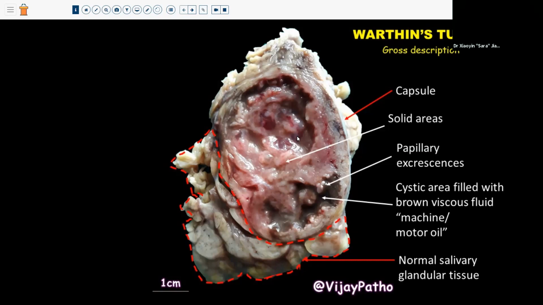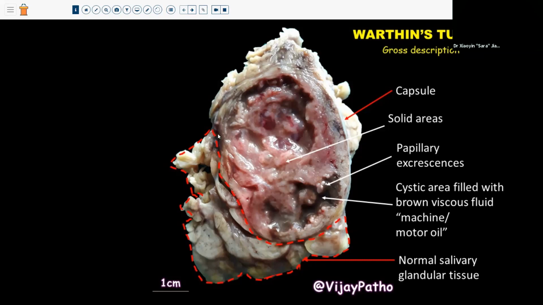So this is a nice example of Warthin tumor, and often these cystic areas are filled with what's known as this viscous fluid, often called used motor oil. And on FNA particularly, you can get some of these cystic components that come out very prominently.